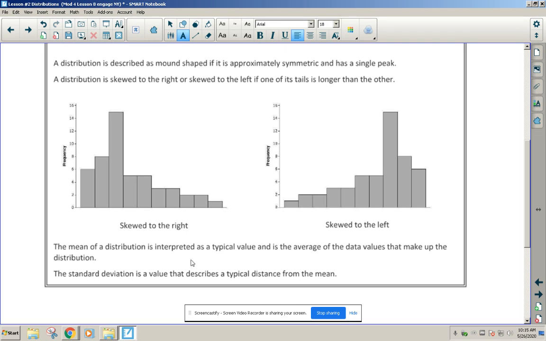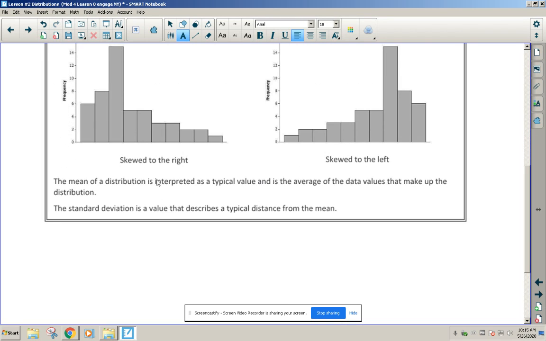So the mean of a distribution is interpreted as a typical value, the average of the data values that make up the distribution. A standard deviation is a value that describes a typical distance from the mean. Now we're going to find a standard deviation very soon. And hopefully it'll make a lot more sense after you spend a little bit of time looking at things and thinking through what you would have.